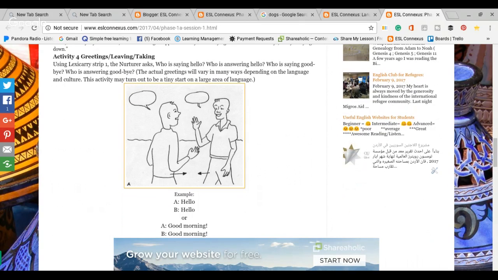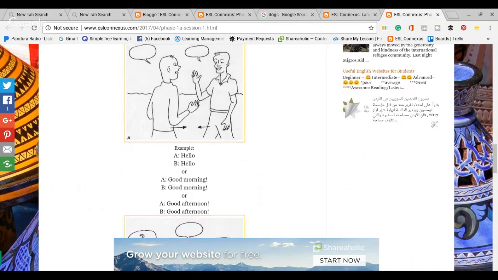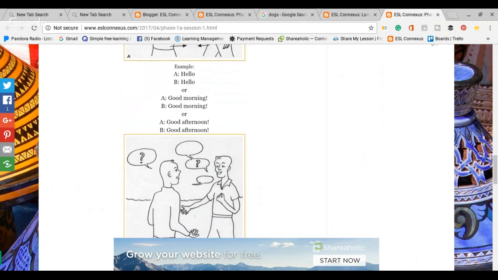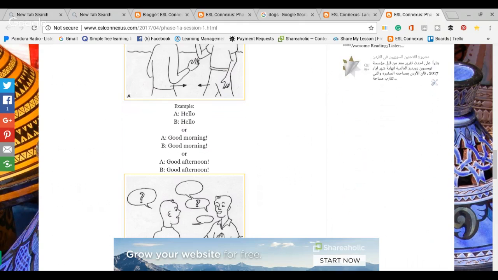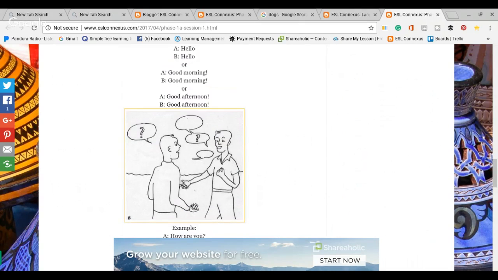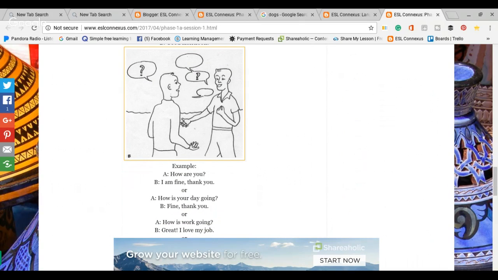This activity may turn out to be a tiny start on a large area of language. So again, I've got some pictures here in the lesson online. You can find all these graphics in the little lexicary graphics pack on the resource page. But I put some here as an example. Again, you can practice these conversations in whatever language it is.